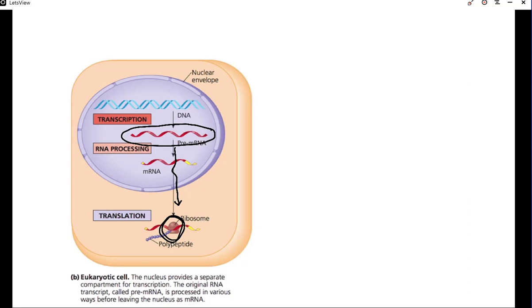Prokaryotes do not have a nucleus, and therefore do not separate their transcription and translation in the same way. Transcription and translation in prokaryotes happens a lot faster because it all kind of happens at the same time. In other words, RNA is produced and a ribosome grabs onto it as soon as it's coming off the DNA. It's not separated into a separate compartment like it is for eukaryotes.